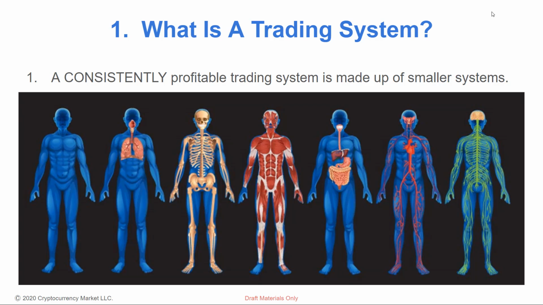But there are certain systems in our body that if they malfunction or they don't work, like our respiratory or cardiovascular system, then we are not going to be alive for very long. So likewise, in trading, there are multiple systems that create a consistently profitable trading system. So let's take a look at that.